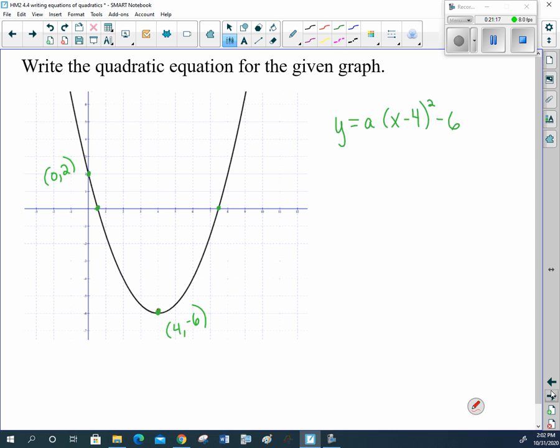So if I go up a half over 1, okay, that looks good. That looks like that probably matched. Up 1.5 over 1, you can see you landed right on a grid mark. So a is a half.